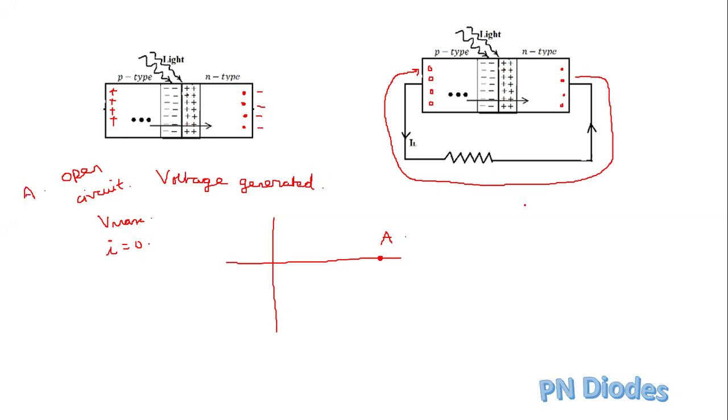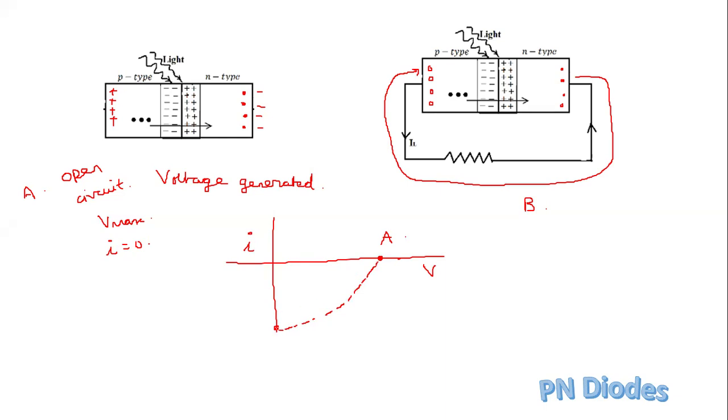Here, let's call this B. When the current is maximum, all the charges will be recombining with the holes, which means there is no charge, so the voltage will be 0. So this is voltage and this is current. Voltage 0 means somewhere here, and current is maximum. And that's why you get a curve something like this.